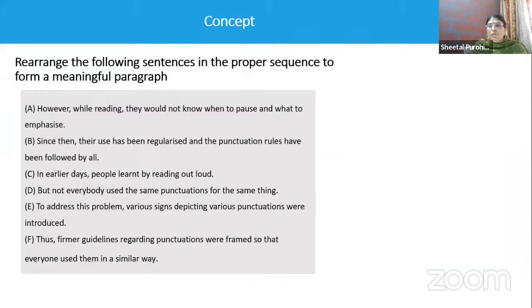So I want you all to do this. How will you do it? I'll take 2-3 minutes, 3 minutes to solve this question. All of you solve it.